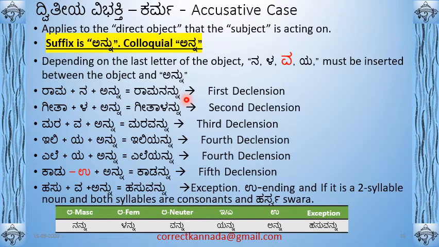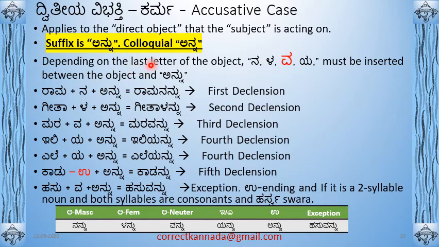Okay, next we will look at the Dvitiya Vibhakti. Dvitiya Vibhakti is basically applied to the direct object of the sentence, that the subject is acting on. And the suffix for Dvitiya Vibhakti is annu. Colloquially it is anna, because when people speak fast, they will not say annu, they will just say anna. Avananna instead of avanannu. So just keep this in mind.